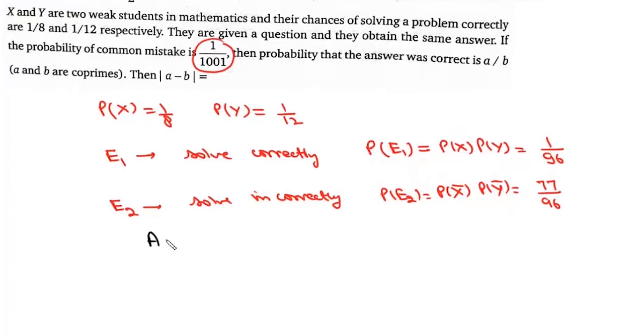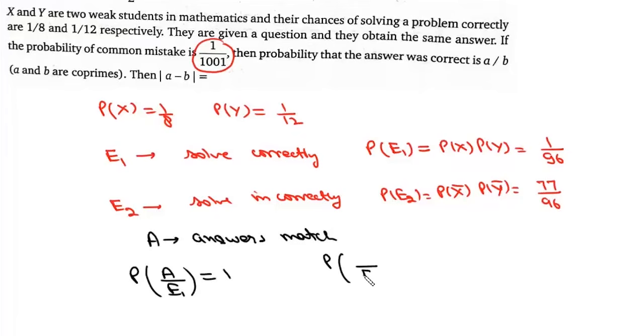Now let A be the event that their answers match. Now if both of them have solved the question correctly, then the probability of their answers matching will be 1. But if they have solved the problem incorrectly, then the probability of their answers matching is given by 1 upon 1001.